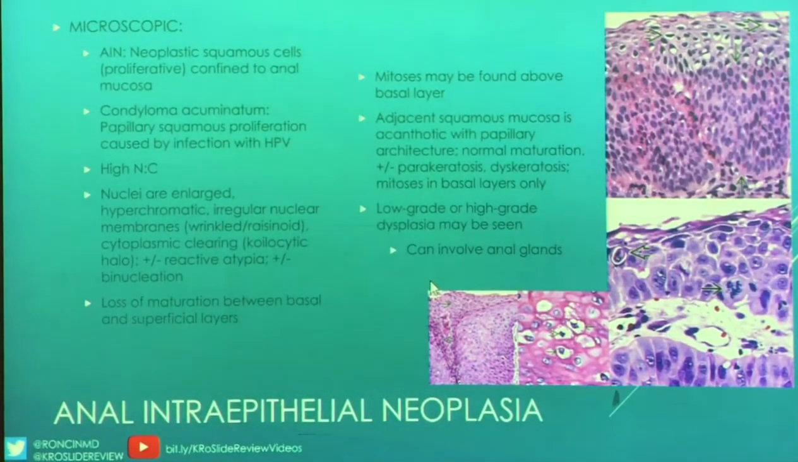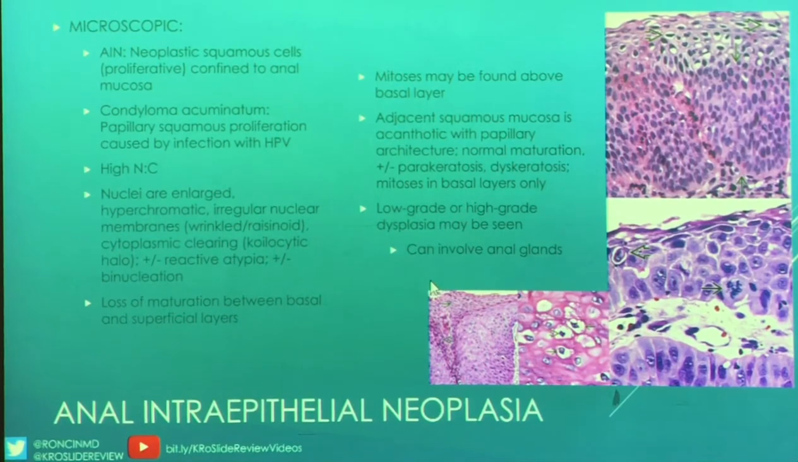Okay. Did I miss anything? Okay, so pretty much the difference between AIN and condyloma is: is it neoplasia confined to the mucosa, or is it a papillary squamous proliferation that's related to HPV infection? So for something that's completely covered in colonic mucosa, you wouldn't want to call that condyloma acuminatum. Just a little bit of definition. But again, it's not wrong to use the AIN for both areas.